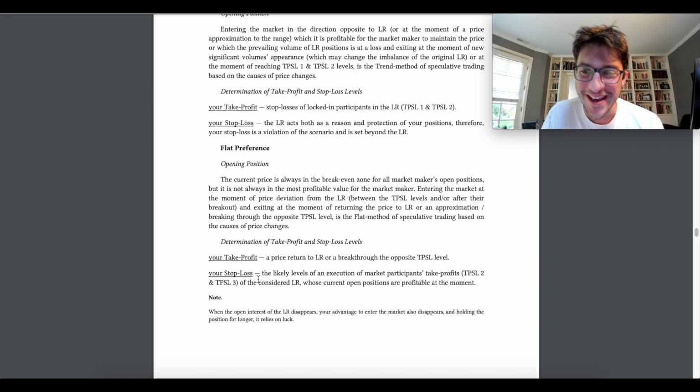Yeah, here it is. I remember here it is from this 7th or 8th time I read this probably. The likely levels of execution of market participants' take profit. You'll understand what this means. Ignore it for now.